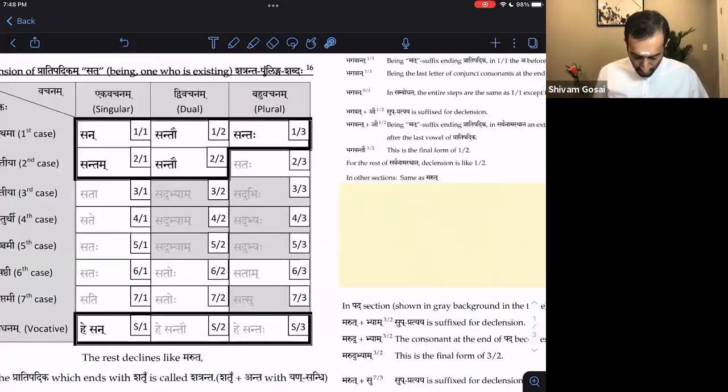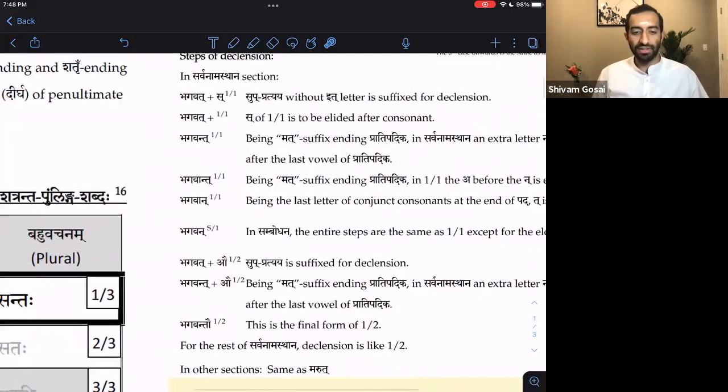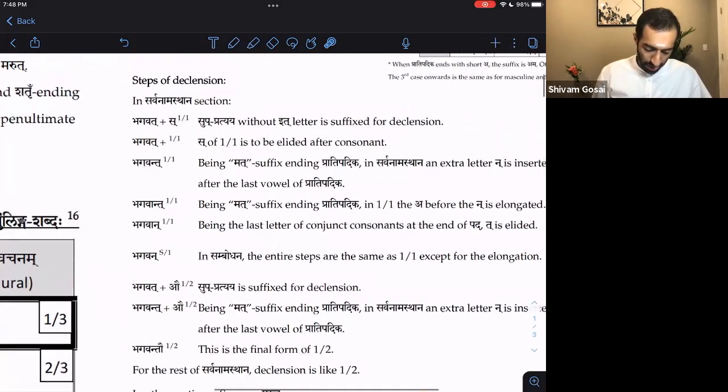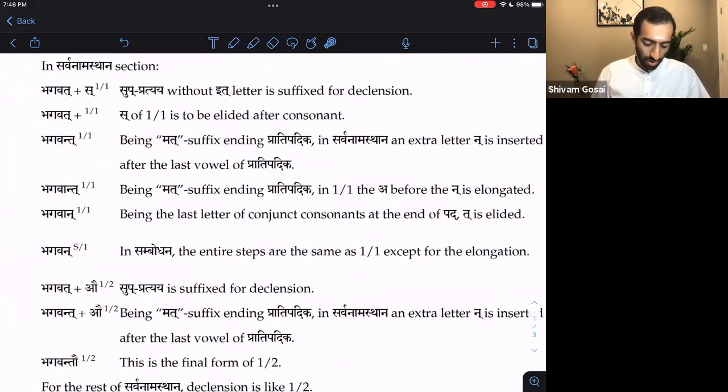Okay, just quickly, how does Sat become Sun in 1-1? So first of all, we can remember how Bhagavat, right? Let's look at Bhagavat quickly. Bhagavat 1-1, right? We add Su, Ojas, we add Su, so Sakara. Su of 1-1 is always removed, so it just becomes Bhagavat. I know we're doing Sat, but you'll see why it's very similar.